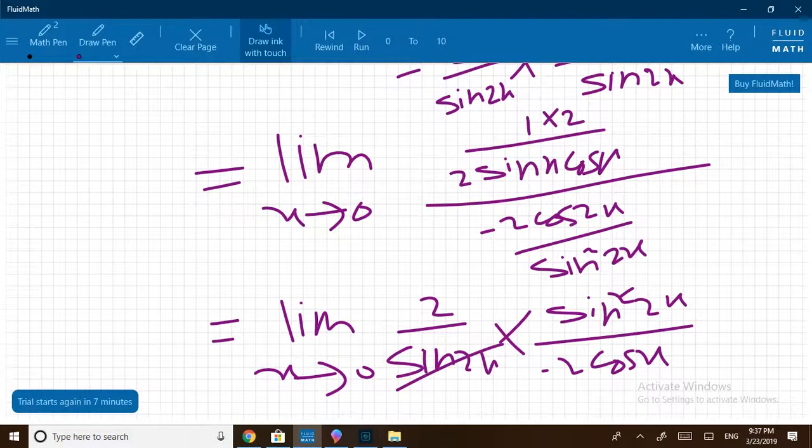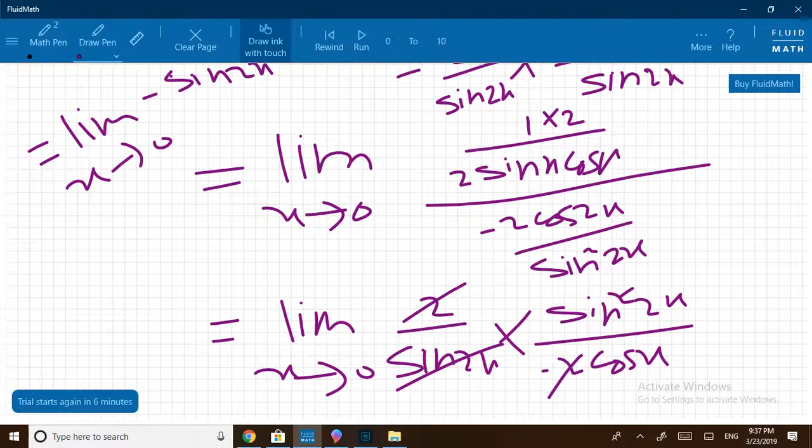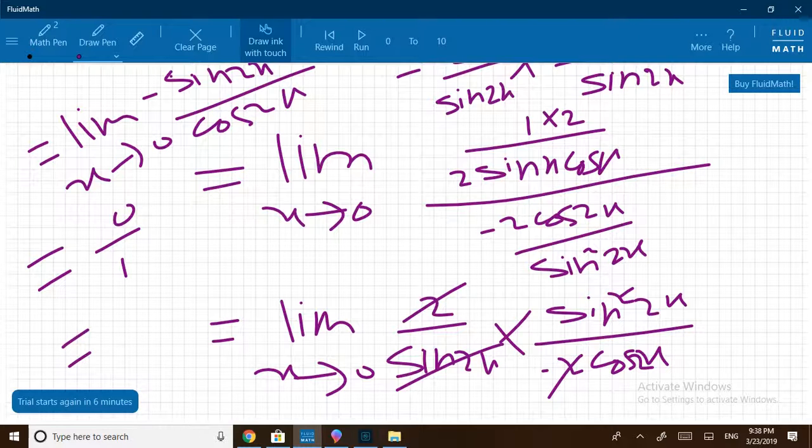The square is cancelled out, and the 2 is also cancelled out with the 2, so this is equal to the limit as x approaches 0 of minus sin 2x divided by cos 2x. When we apply the limit, it will be 0 divided by 1, so this is equal to 0.